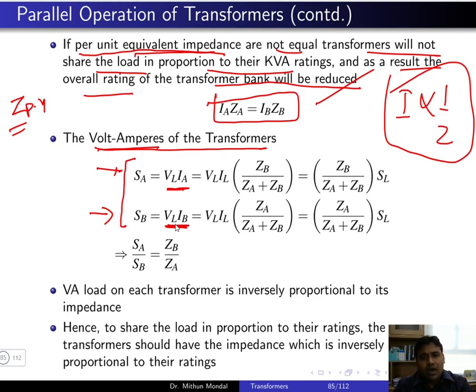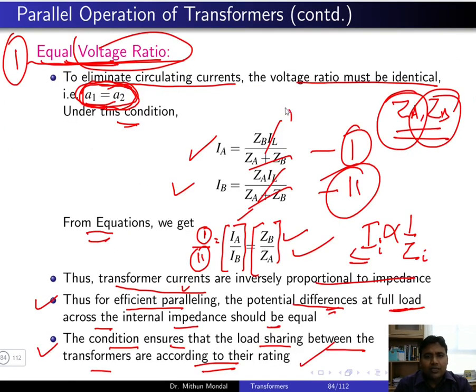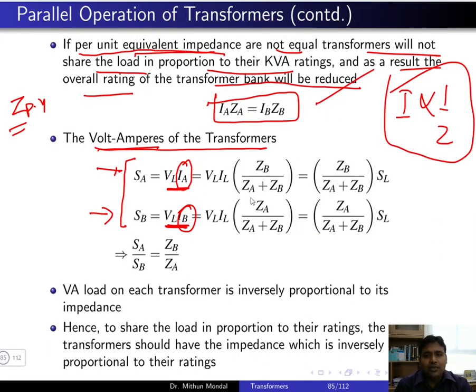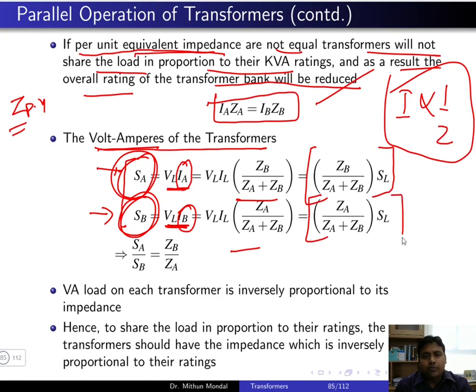So how do we get it? We have already obtained the equations of IA and IB. If we substitute the equations of IA and IB here, then we will get the values of SA and SB, that is, the complex power of transformer 1 and transformer 2. Then if we divide the complex power SA by SB, we get ZB by ZA.